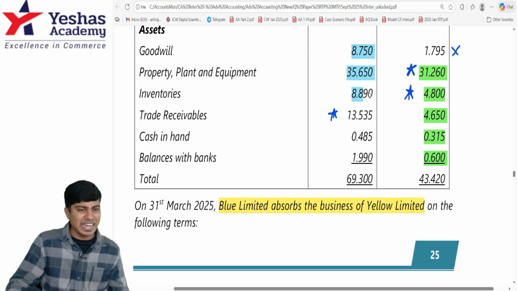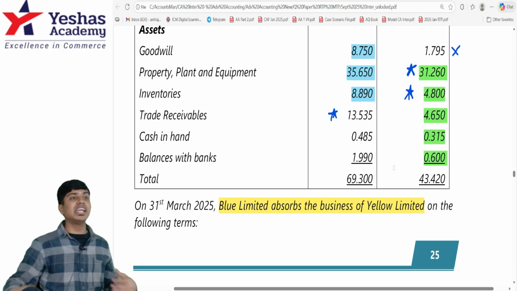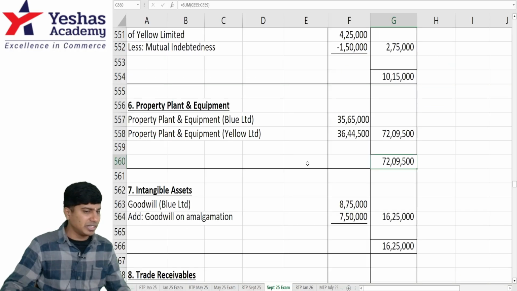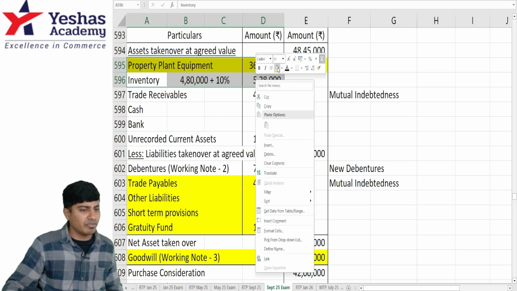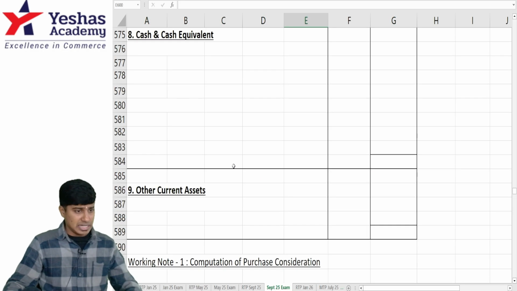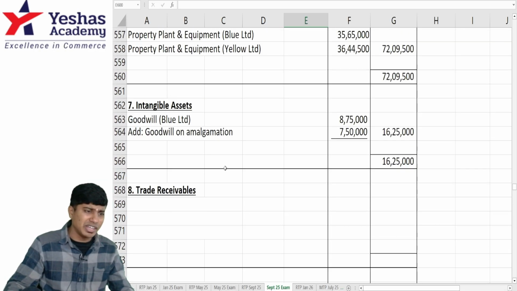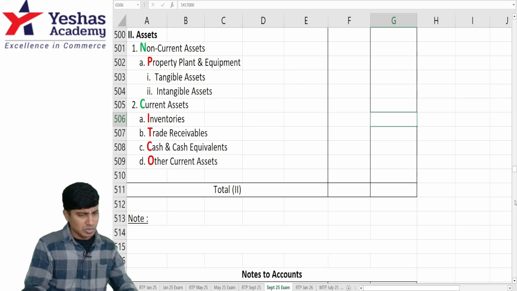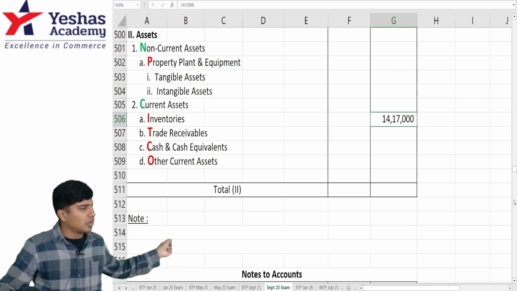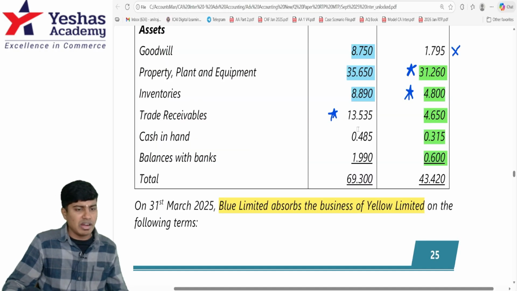Then 8 lakh 89,000 our inventory, 4 lakh 80,000 their inventory. There is adjustment. Agreed value is given. Take 8 lakh 89,000 and see the inventory value at which it's been taken over. Add both. 14 lakh 17,000. I have to open one notes to accounts for inventory because it's taken over at a different value. I have not opened. Can we write straight away in the balance sheet? Help me with the value. If you want, you can actually open one notes to accounts. I hope you understood. Then what do we have after that?